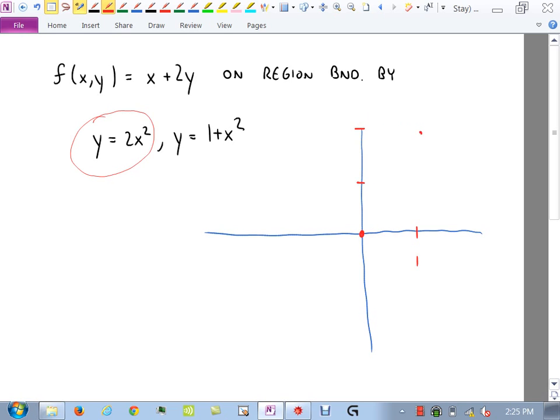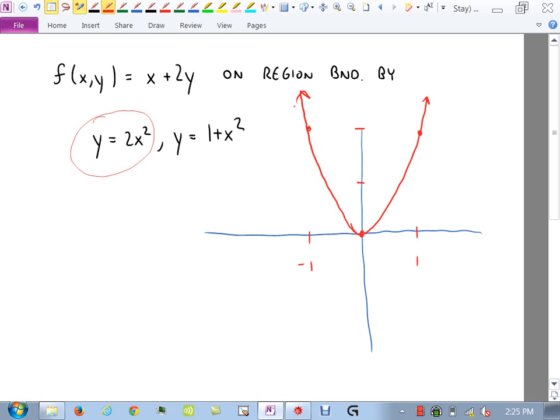I get 2. And then if I plug in negative 1, I get 2 again, right? It's parabolic. Looks something like this.